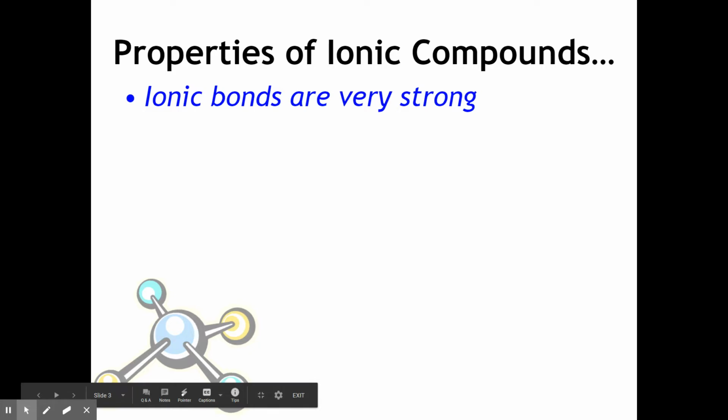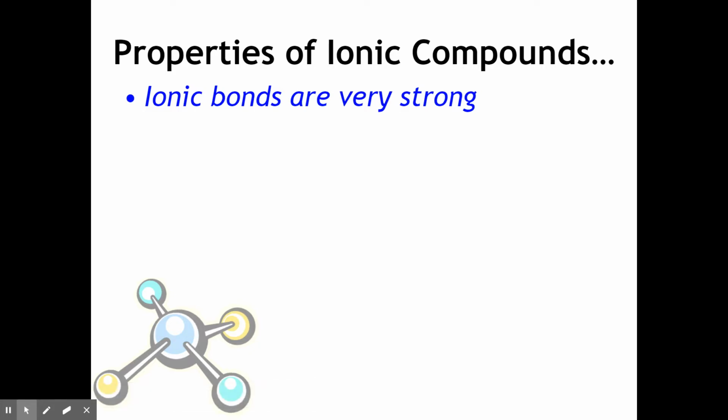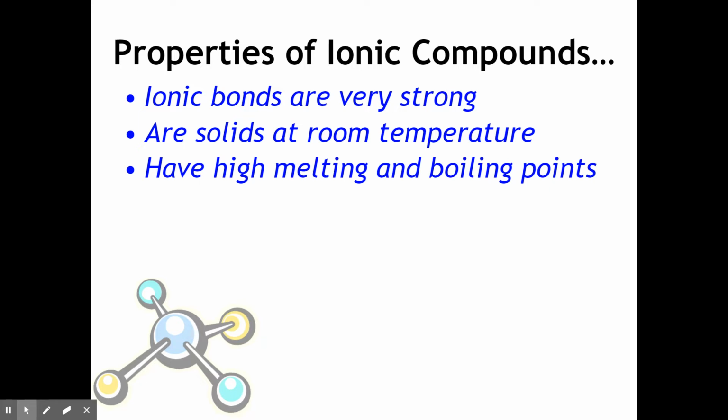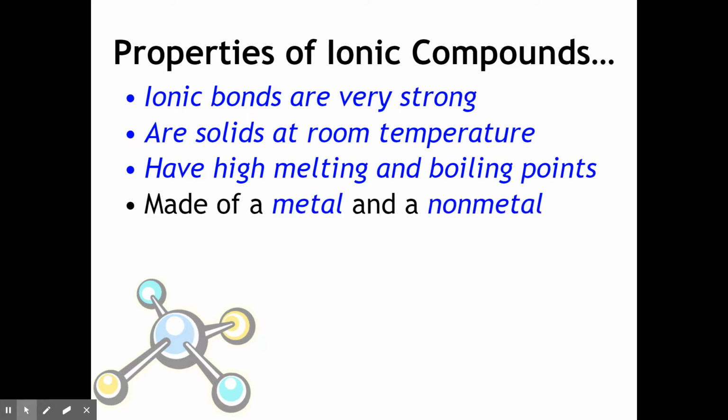First, we have properties of ionic compounds. Ionic bonds are very strong. They are solids at room temperature. They have a high melting point and a high boiling point. They are made of a metal and a nonmetal.